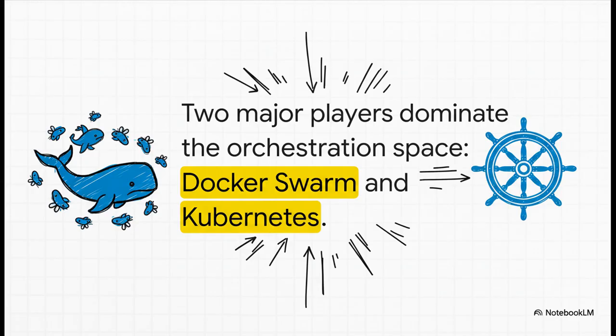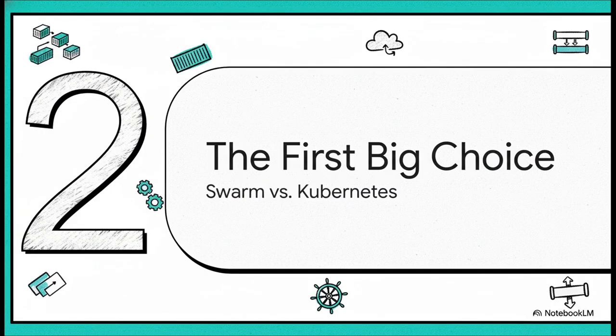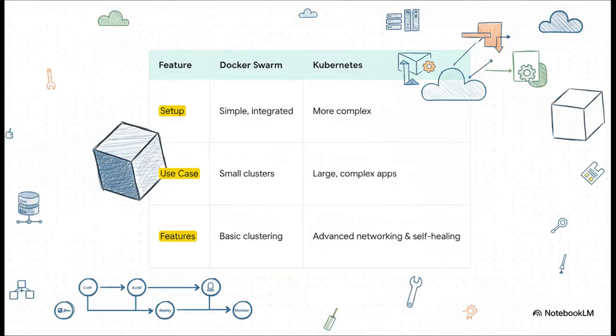So, once you decide you need an orchestrator, you pretty much immediately run into two huge names. Docker Swarm, which is built right into Docker itself, and of course, Kubernetes, the open source giant. And this right here brings us to the first major decision any engineering team is going to have to make. So let's break this choice down. Seriously, understanding the key differences between Swarm and Kubernetes is absolutely critical for any modern DevOps or SRE role. And this table just lays out the trade-offs perfectly.